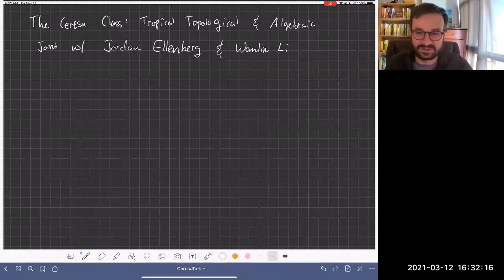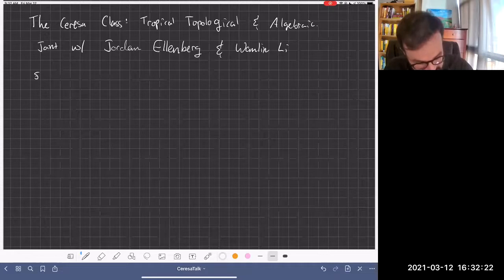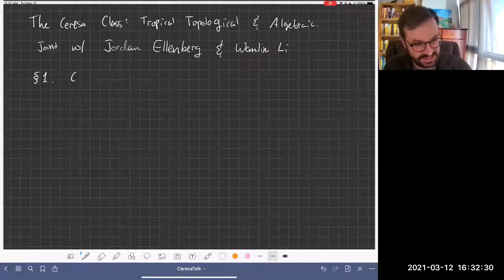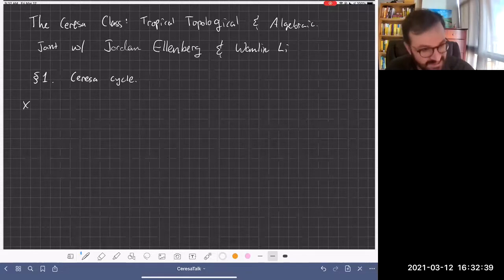Okay, so I'm going to start with describing the origins of this object. This comes from an algebraic cycle called the Ceresa cycle. So the setup is the following. Suppose we have X defined over some field K of characteristic 0, and X is some curve. For the beginning of this talk, let's think K equals the complex numbers.